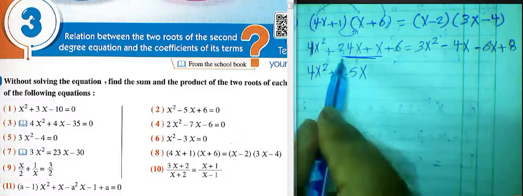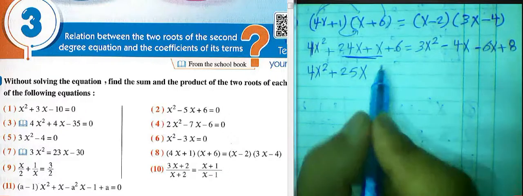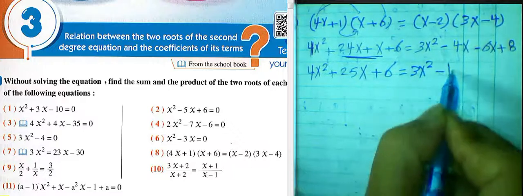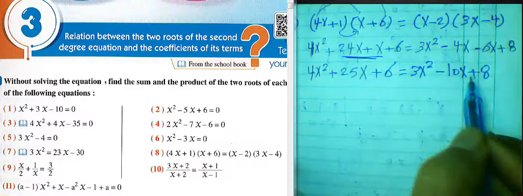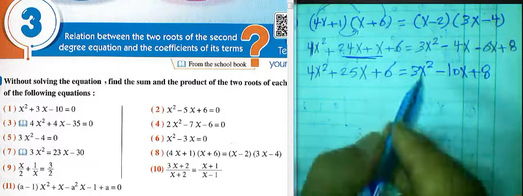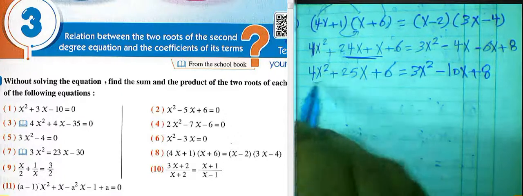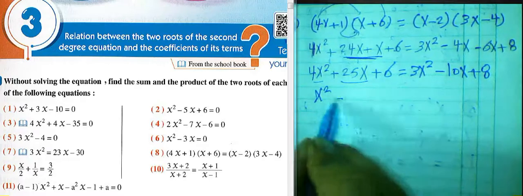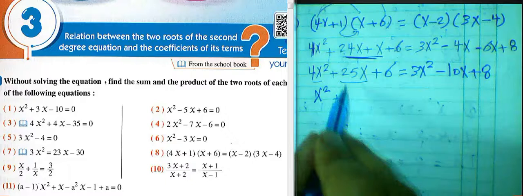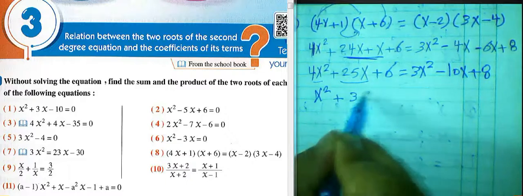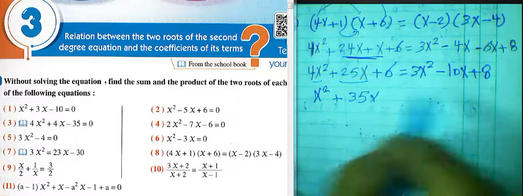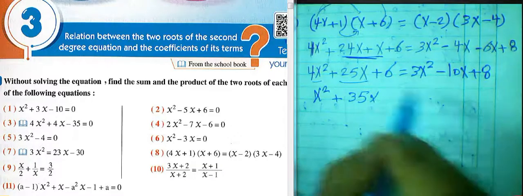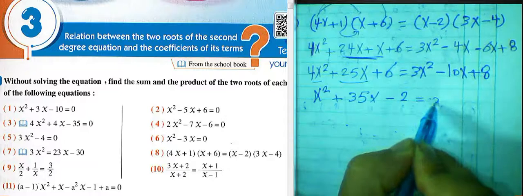We find the result between 24x and x equals 25x plus 6 equal 3x power 2 subtract 10x plus 8. Look at 3x power 2, convert by left hand side. 4x power 2 subtract 3x power 2 equal x power 2. 25x plus 10x equal 35x, because we're moving -10x to left hand side and convert the side. Plus x subtract 8 equal -2 equal 0.